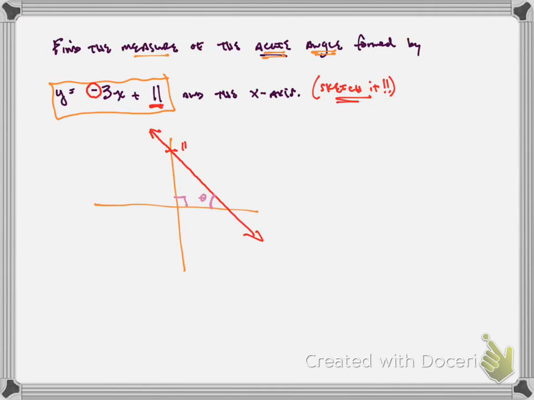Of course, we know that this is a 90-degree angle. We know that this distance right here is 11 from here to here. That distance is 11. We have a y-intercept of 11. And my suggestion would be to go ahead and solve for this distance and then use the tangent function. Now, why don't you pause it for a moment and think about how you could solve for that distance.